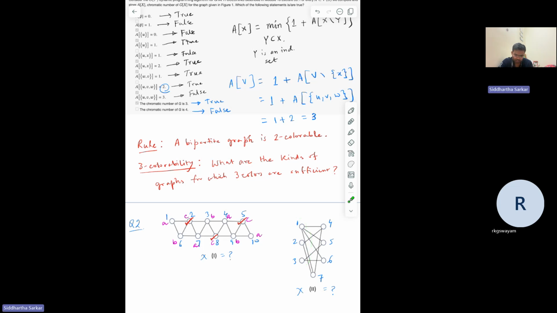Now when 1, 2, 3 is removed, the graph that is left is like this. There is an edge between 4 and 7, so it will require two more colors. So 1 plus 2: 4 and 7 will require two more colors, and 5 and 6 can get one of the colors that is used for 4 and 7. So 5 and 6 can get the same color, but 4 and 7 would require distinct colors.